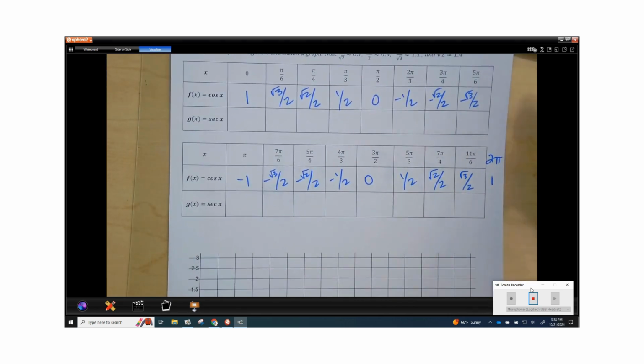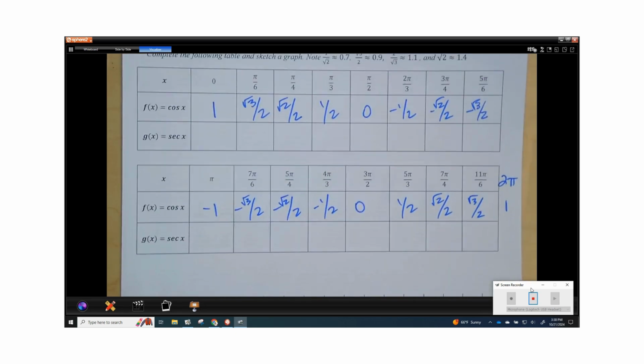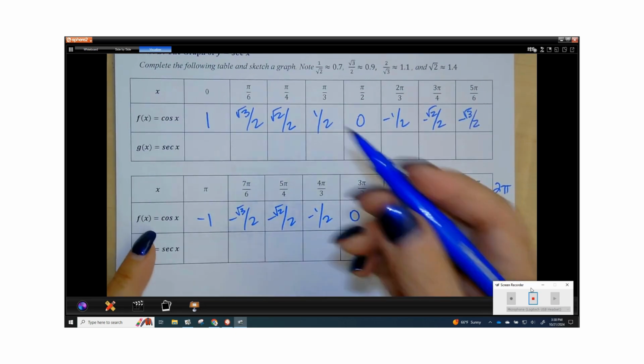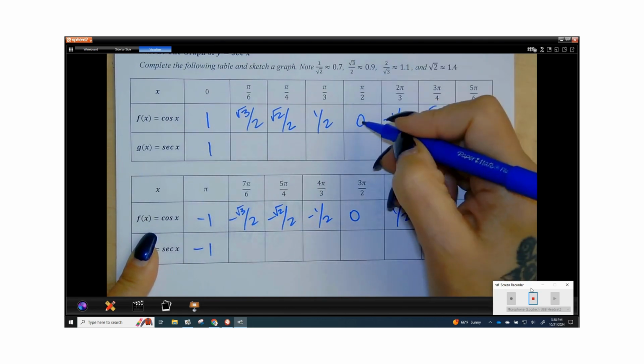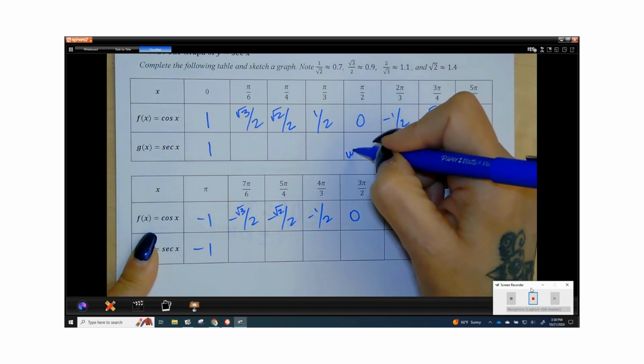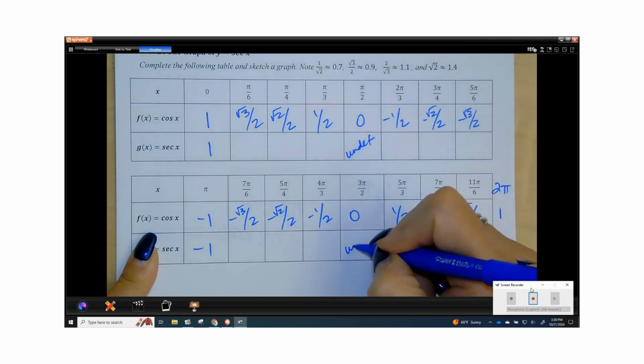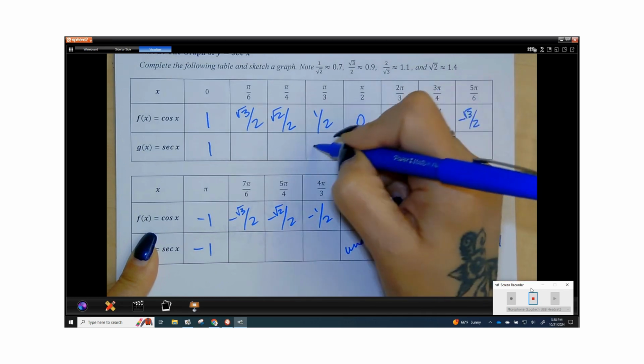Okay, so now let's take the reciprocals. That one's easy, that one's easy, that one's easy. This one, the reciprocal is dividing by 0, so it's undefined. Undefined. That one's easy, that one's easy.